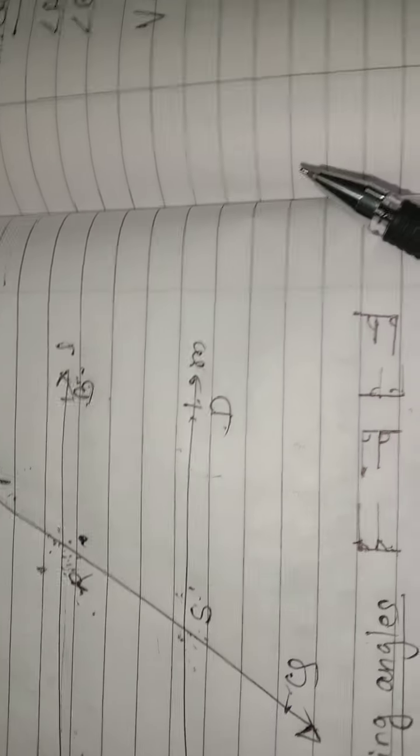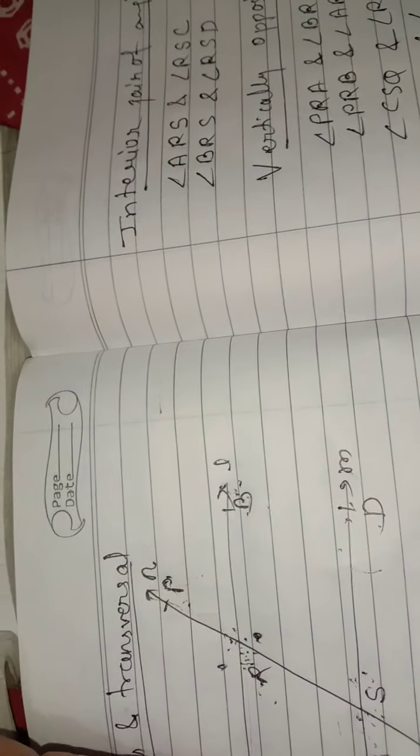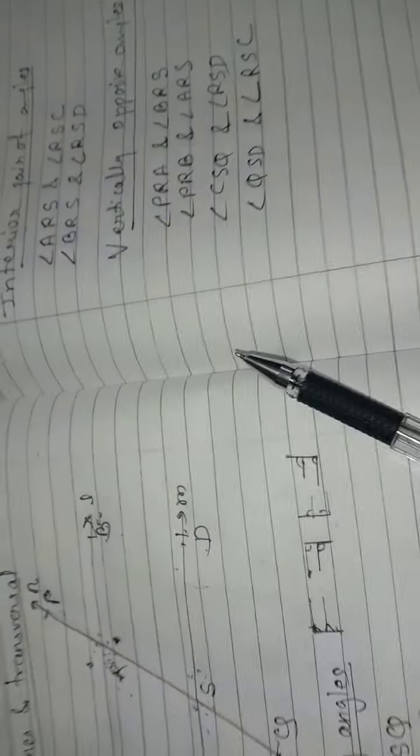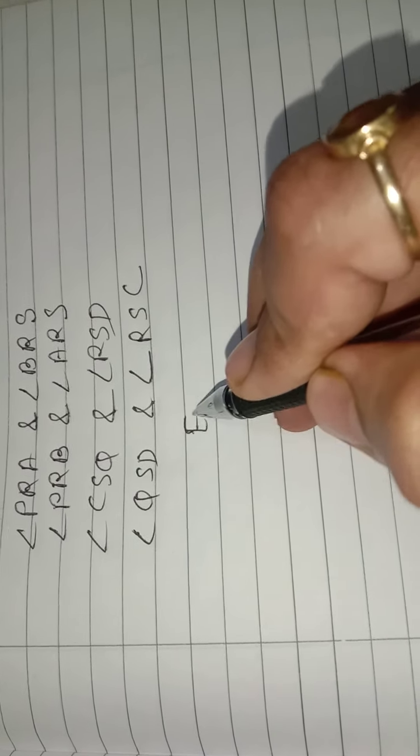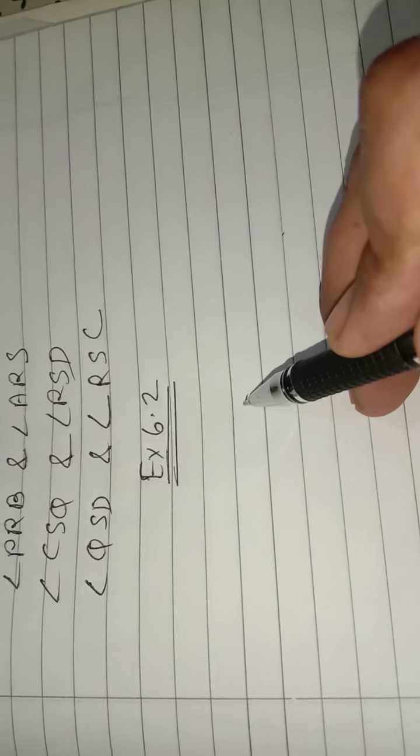We have different types of theorems also. We do not have to panic about it. No need to prove it. You can just read. So let's solve some numericals. Exercise 6.2. See, a diagram is given here.